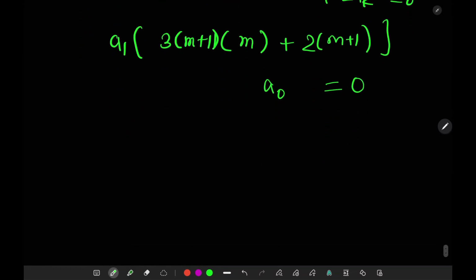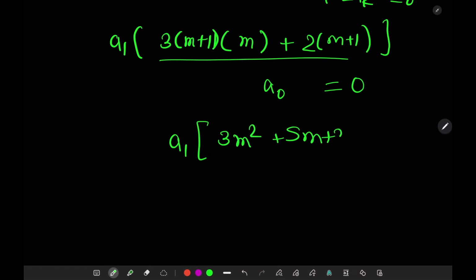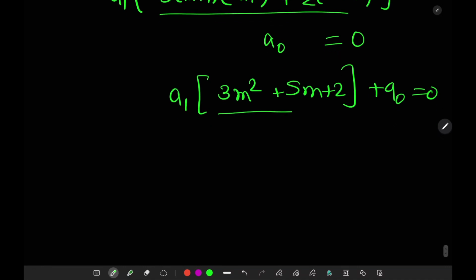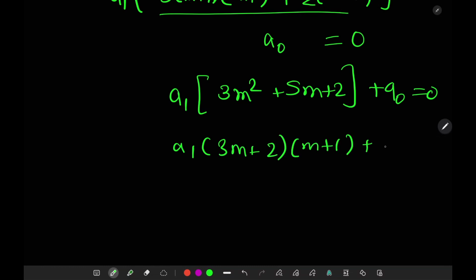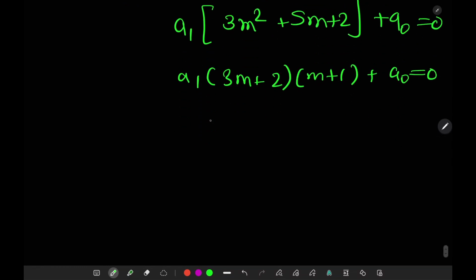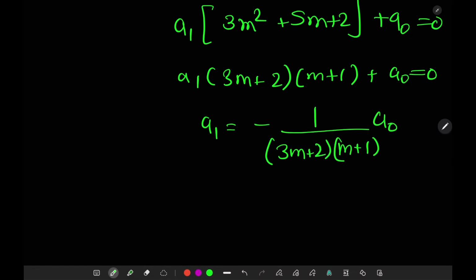Is equal to 0. Now a1 is equal to, first of all solve this equation. Here we get 3m square plus 5m plus 2 plus a naught equal to 0. Now we can write a1 is equal to minus 1 divided by 3m plus 2 into m plus 1, and here a naught.